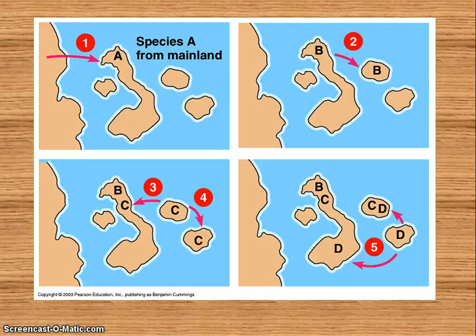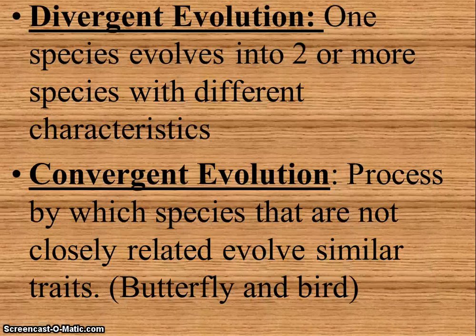Typically adaptive radiation occurs on islands. All right, so I said the term divergent evolution. Divergent evolution is one species evolving into two or more species with different characteristics. And that was what we had with the adaptive radiation.